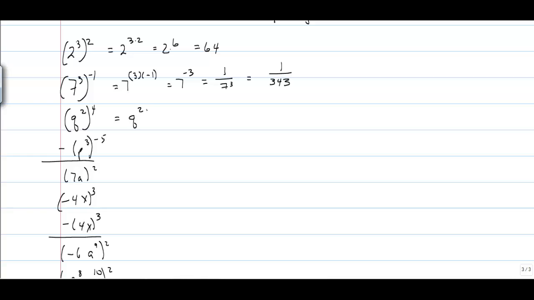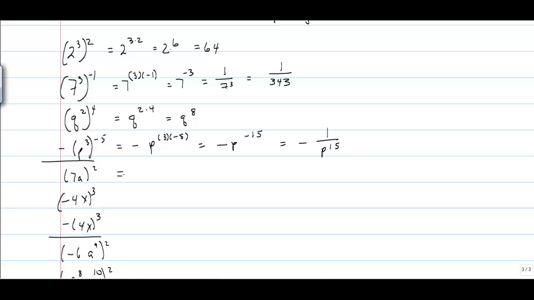This is q to the 2 times 4, or q to the 8th. And that pesky negative sign will throw everybody off, but we're going to leave that outside. This is simply p to the 3 times negative 5, or negative p to the negative 15th power, or negative 1 over p to the 15th power.